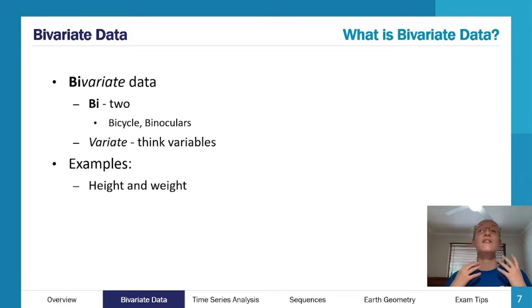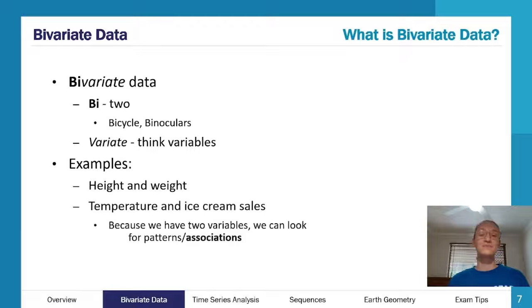Whereas when we only have univariate data, which is data with 1 variable, for example just height, we have nothing to compare it to and we can't look at any relationships. That's when we look at mean, median, and mode. But when we have bivariate data, that's when we can start to look at correlation and creating a least squares regression line and all of that.